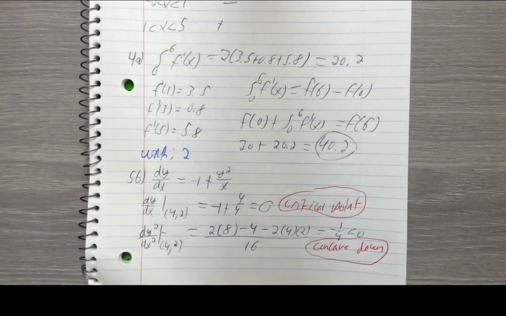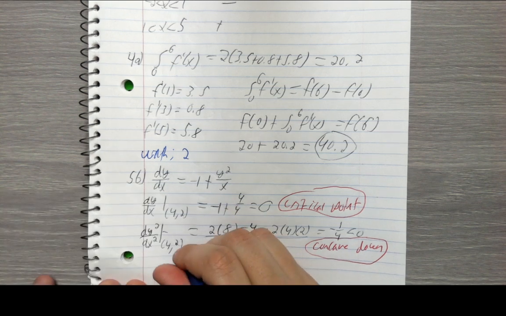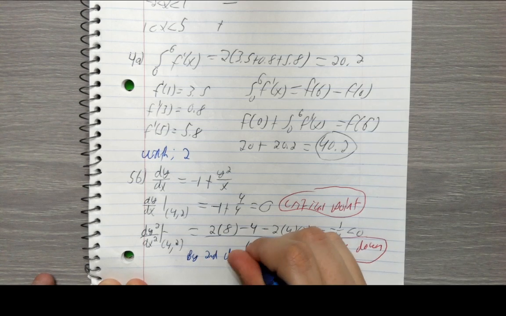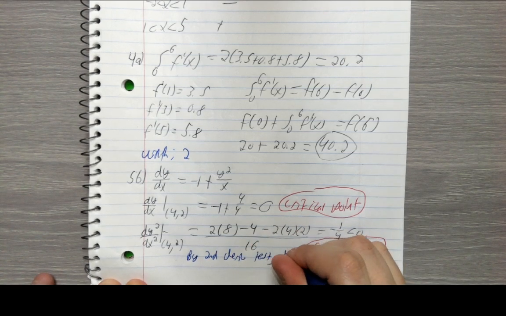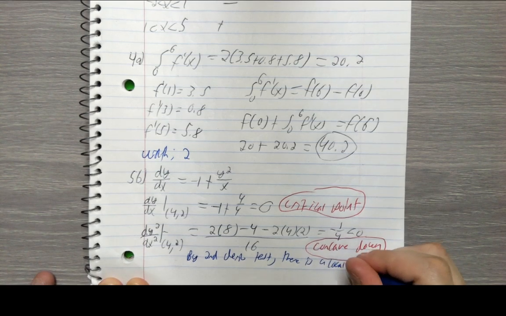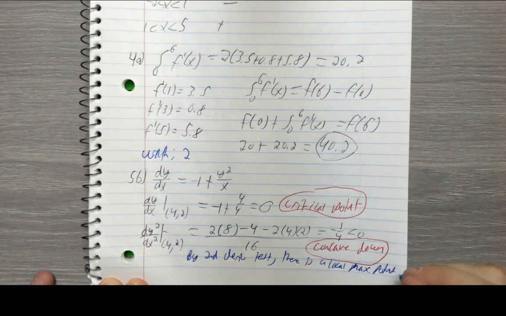Your final answer then would be, let me see if you can see this. Should be able to. By the second derivative test, there is a local max point at x equals 4.